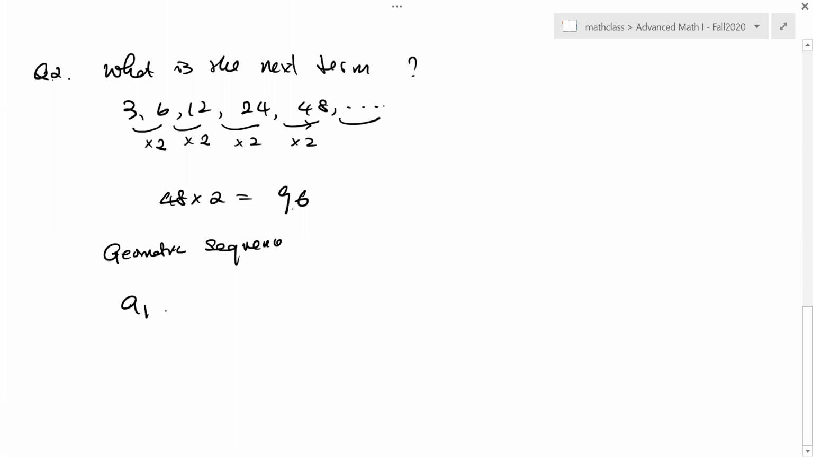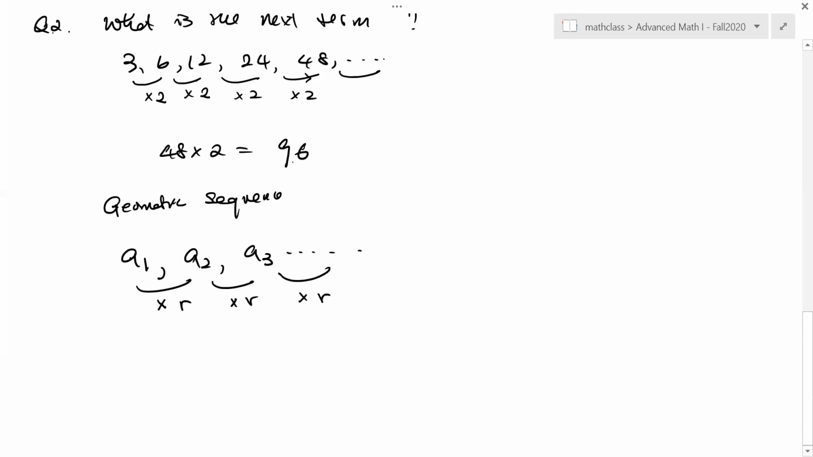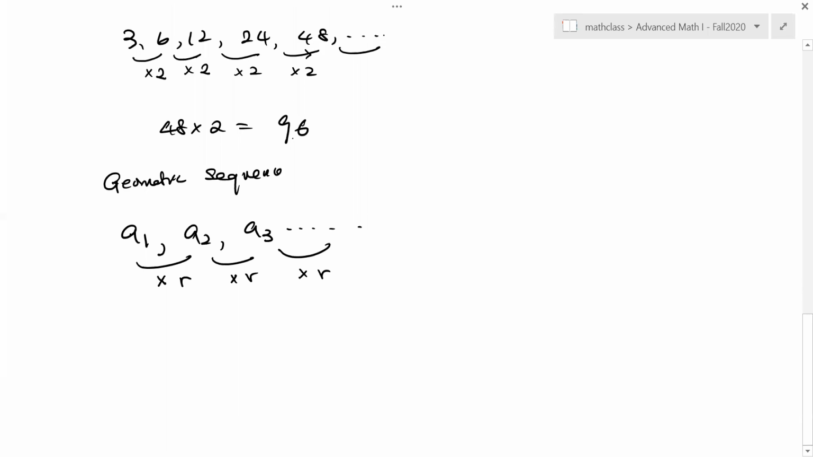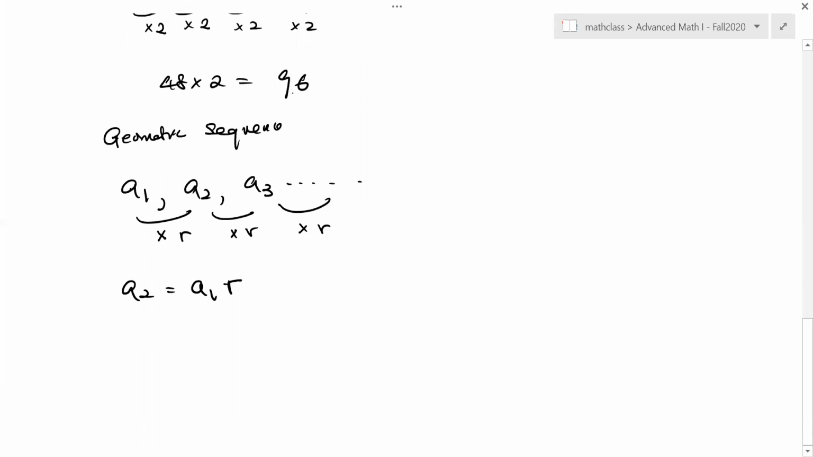So you have a sequence, and you multiply by the same number, let's use R here. Multiply by R, multiply by R. This is how we get to the next term. So let's find the general formula. A2 is going to be A1 times R. And what is A3? A3 is A2 times R, but A2 is already A1R, so we have RR, so it's A1R squared.